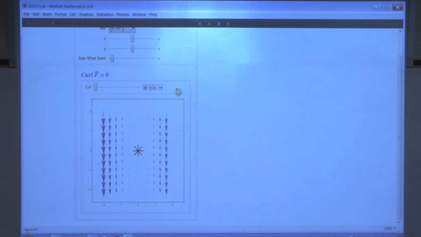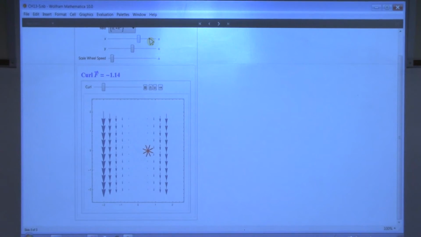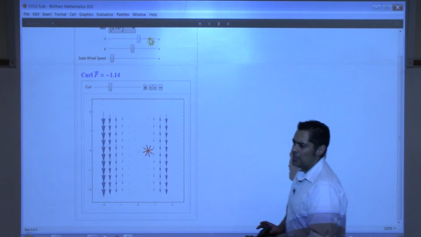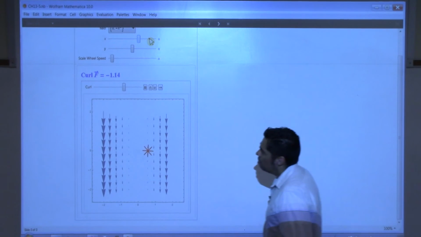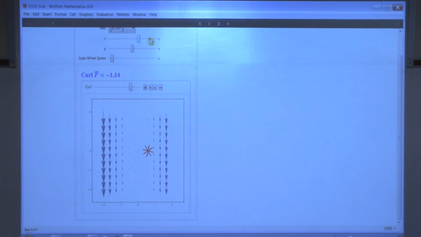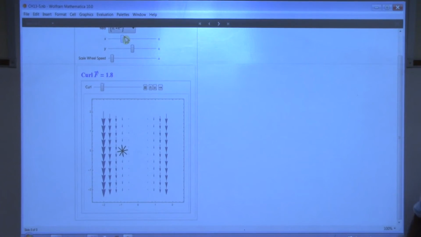I should start spinning which way? Clockwise? Let me try. Okay, you see that? Clockwise rotation. And I'm having the computer calculate the curl for us, which I haven't shown you how to do. Notice that our curl is negative. Yes? Clockwise, negative rotation. Then what would happen if I go to the other side? Should be counterclockwise, right? And my curl is 1.8.